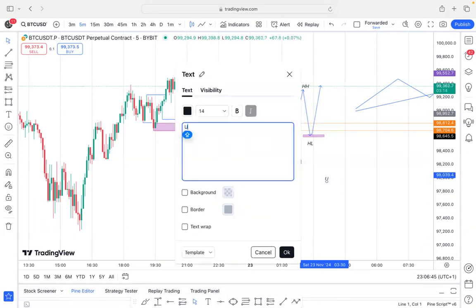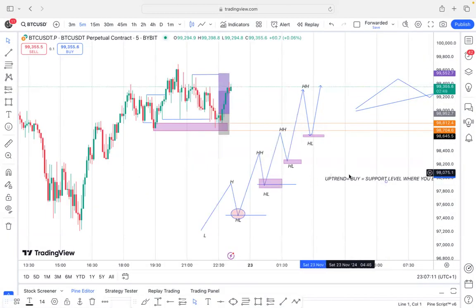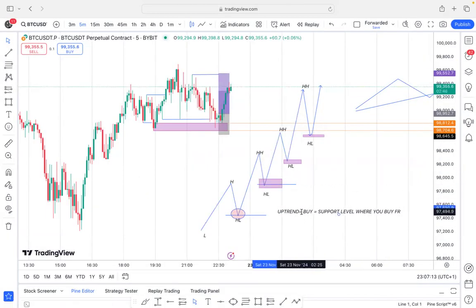Let me write this. Uptrend equals buy. That's the bullish. And the support level is where you buy from. Now, whenever you are buying from a support level, you just become a buyer. Do you get? Now that is it in an uptrend.